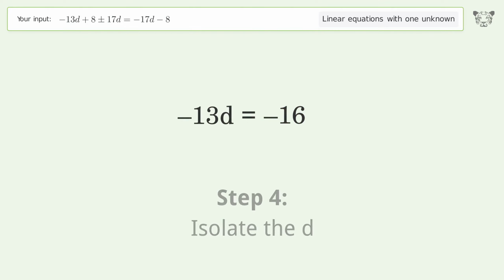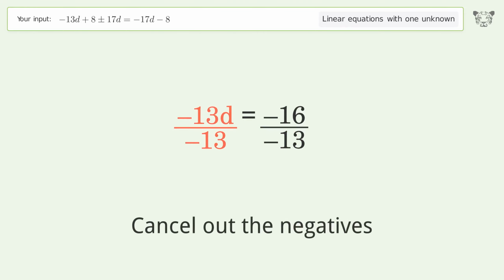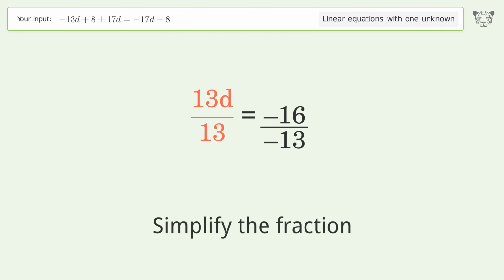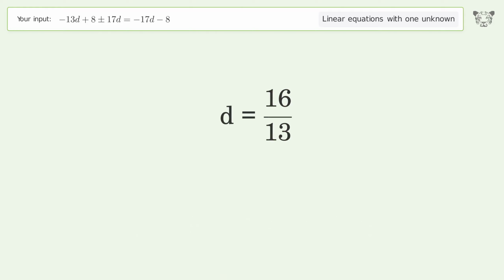Isolate the d. Divide both sides by -13. Cancel out the negatives. Simplify the fraction. Cancel out the negatives. And so the final result is d equals 16/13.